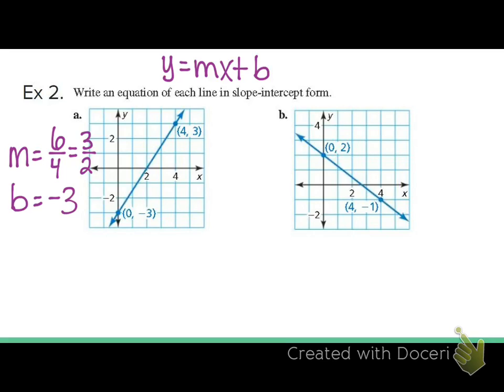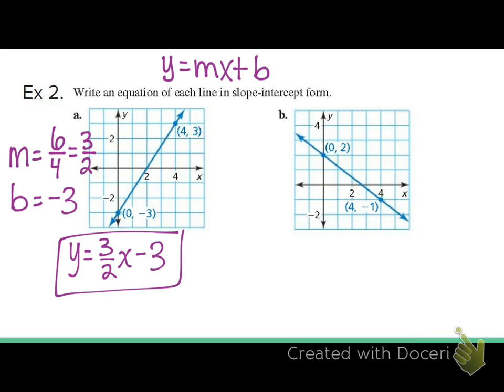Okay. Now we have all the information we need. So has anybody used it to write an equation yet? Very good. y equals 3/2 x. Normally we would say plus a negative 3, but instead we would just write it as minus 3. I want you to try that second one on your own for a couple minutes. So identify your m and your b, and then use those to write your equation.